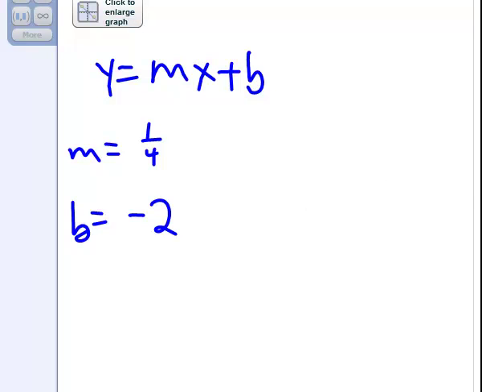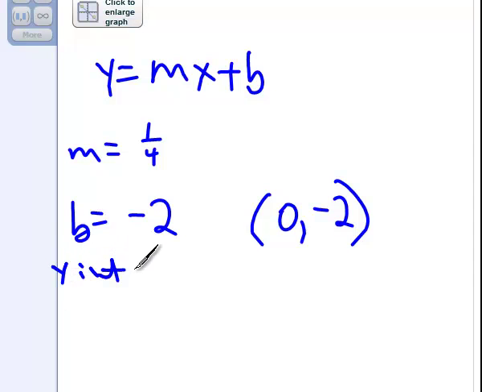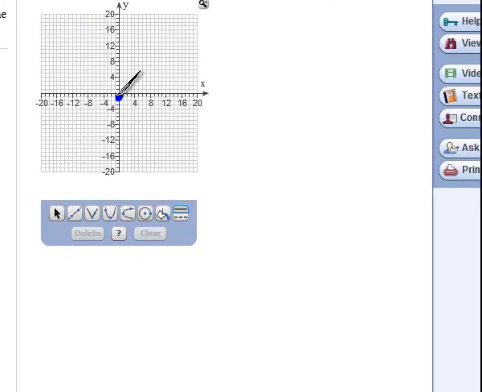All right, and where do you start on your graph? Basically here. Negative 2. So basically this is like saying x is 0, y is negative 2. Okay, that's your y-intercept. You start at your y-intercept. Then what are you going to do? Go up 1 over 4, right. And then it'll draw your line for you. Okay? Good.